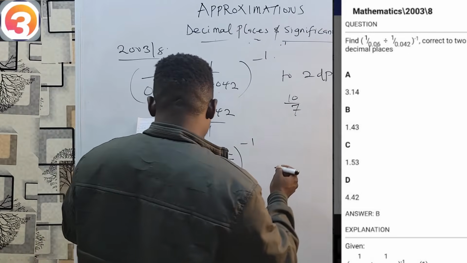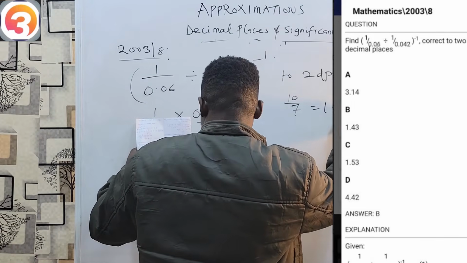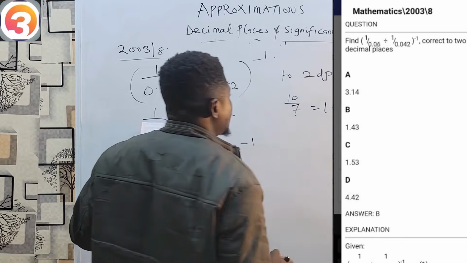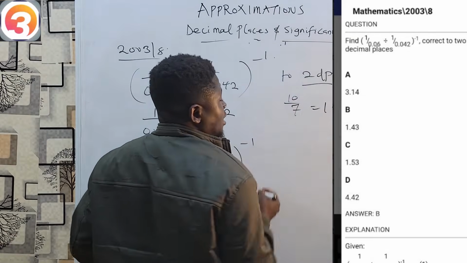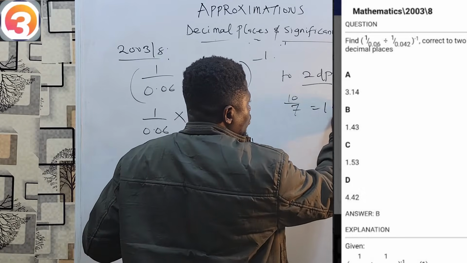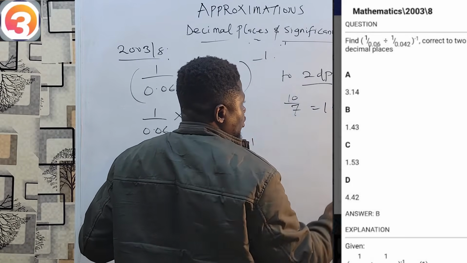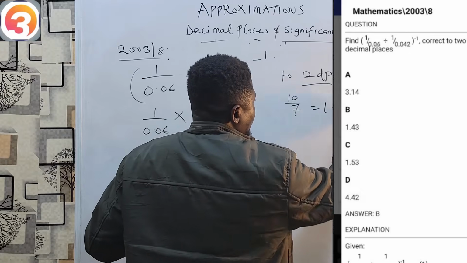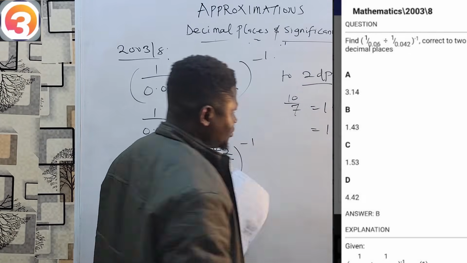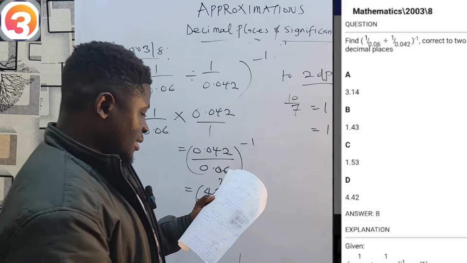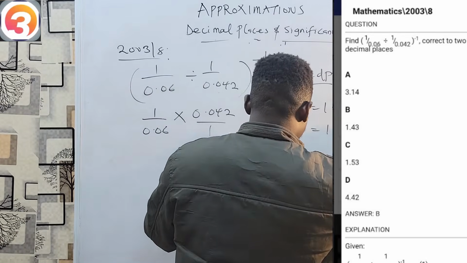If you do that division, you're going to have 1.428. Now they say we should approximate to 2 decimal places, right? So this is 1, this is 2. We rule. Do we round up 8 or round down 8? We round up 8. So our answer becomes 1.43. What option is that? That is option B, right?